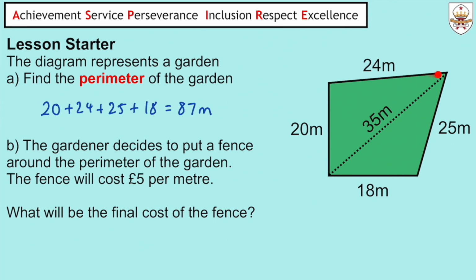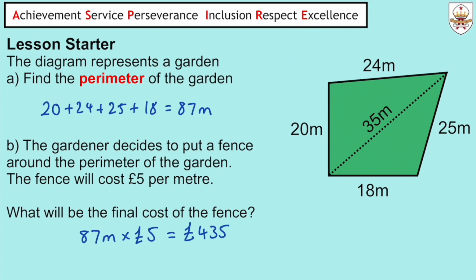Now the second part of the question asks you to think about a fence that's going to go around the outside edge. If you're going to put a fence all the way around the outside and you know that the fence is going to cost you £5 per meter, what is the final cost of that fence? Now we know the perimeter of that shape is 87 meters, and we know that per meter of fencing it's going to cost us £5. And so the final cost is going to be 87 meters multiplied by £5. We're going to get £435. Okay, well done if you got that right.